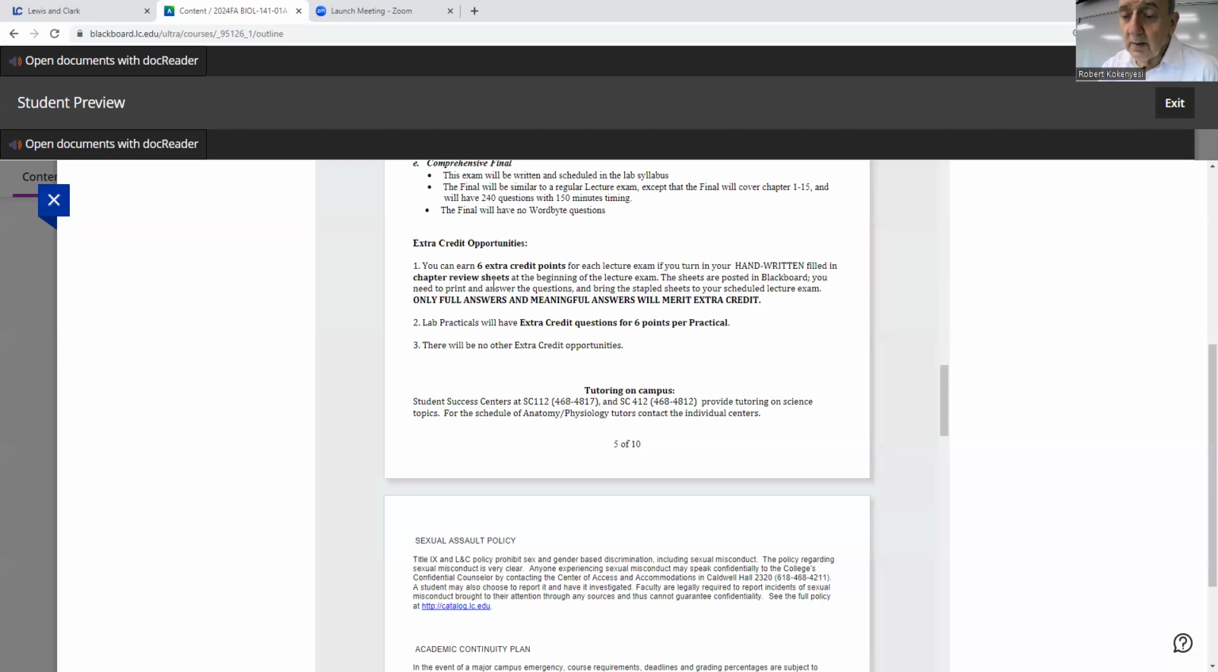I might ask you to hold on to your chapter review sheet. Sometimes it's easier when you turn it in once the exam is done. Nonetheless, the day of the lecture exam is the due date for those chapter review sheets. And to explain what exactly these extra credit opportunities are for the chapter review sheets, let's go and take a look at this.